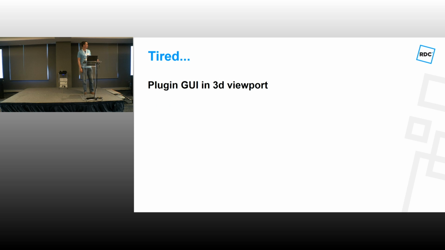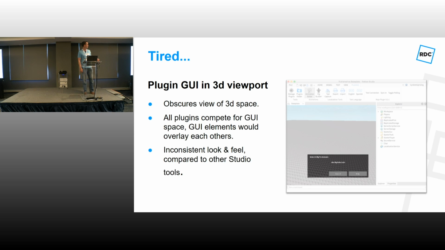The tired old school way of doing things, you have a plugin in a 3D viewport. You can see, your GUI shows up here. It doesn't really look and feel like the rest of Studio. It gets in the way. I mean, that's not a very exciting scene behind there, but I can imagine there might be someday something pretty cool that you don't really want to have hidden. And even worse, if you have 3 plugins active and they're all stepping on each other, that's not great.